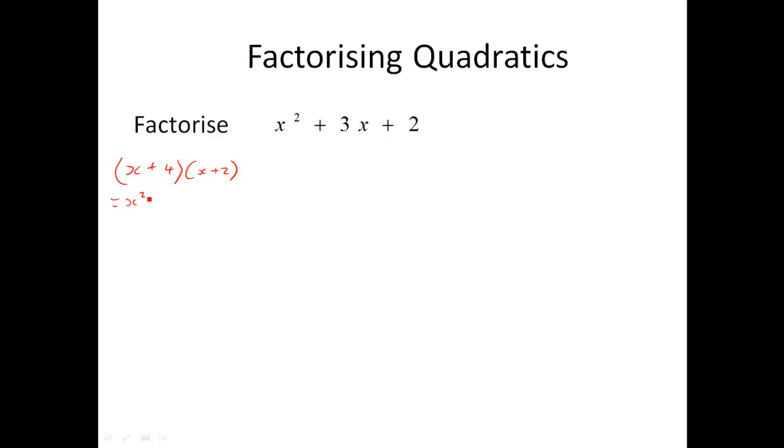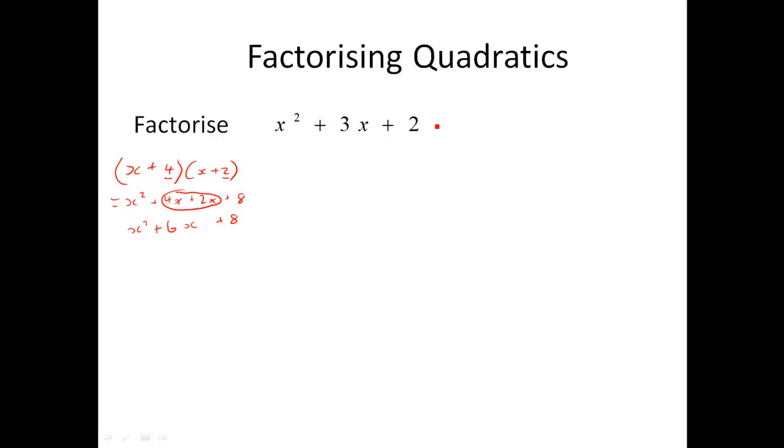I end up with x squared plus 4x plus 2x plus 8. So look very carefully at these terms in the middle here. That becomes 6x plus 8, and obviously the x squared at the front. When we look at our factorised form, the two numbers inside the brackets here will multiply to give me the last digit with no pronumeral in it, and they will add to give me the middle term.